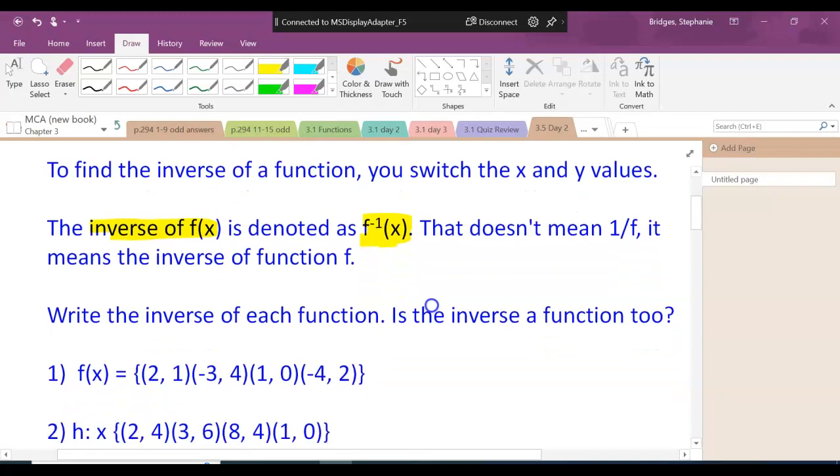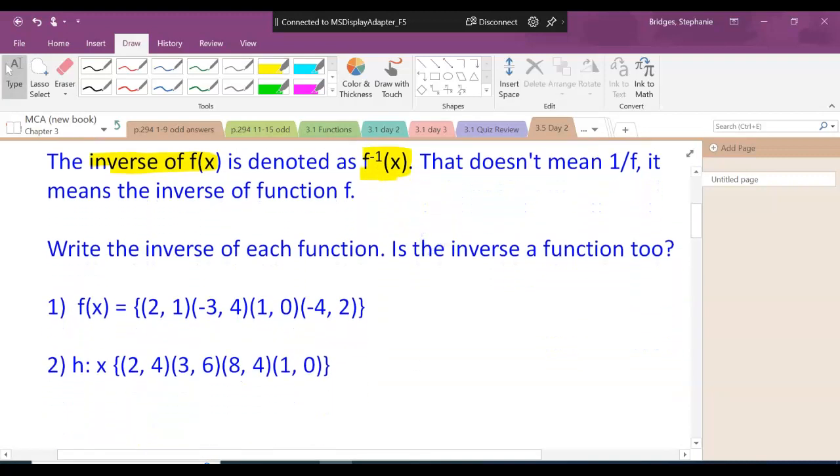So we're going to start by taking a look at some ordered pairs. We are going to write the inverse of the function. And then we are going to decide if that inverse is also a function, which would mean it is 1 to 1 like we talked about yesterday, right?